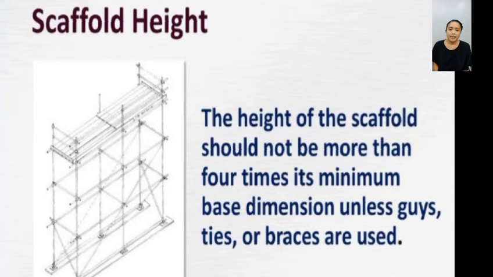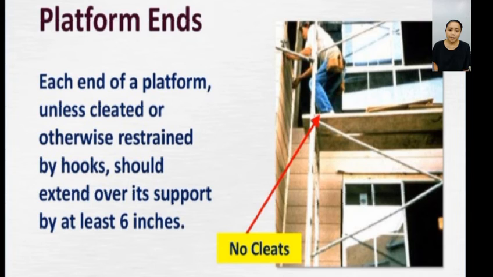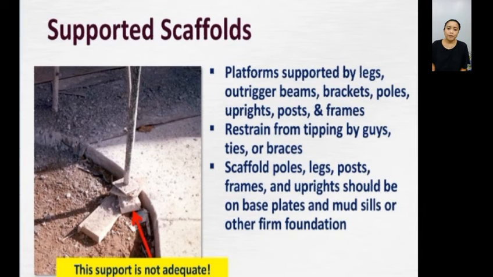Scaffold height. The height of the scaffold should not be more than 4 times its minimum base dimension unless guys, ties, or braces are used. Platform ends. Each end of a platform, unless cleated or otherwise restrained by hooks, should extend over its support by at least 6 inches.